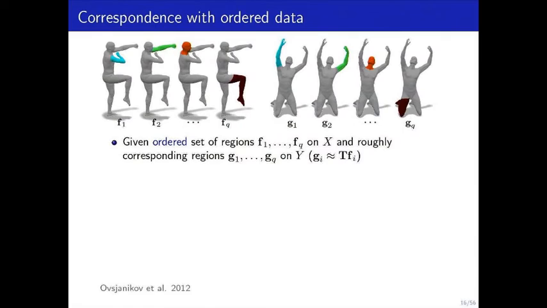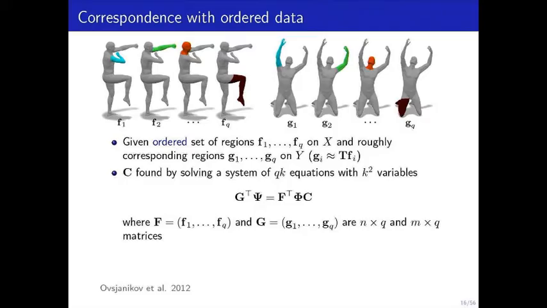If we assume for the time being that the shapes are approximately isometric, this is our input information. We get these blobs that are detected, and I assume for the time being that their order is given. By order, I mean that I know that this green one corresponds to this green one. Let's denote these blobs by f and g. These are functions, in this case binary functions, defined on the respective manifolds, and I assume that they roughly correspond. So g_i approximately equals T f_i, where I remind you T is unknown. This is the correspondence I'm trying to find. The matrix C in our functional representation, in the frequency representation, is found just by solving this system of qk equations with k squared variables, where F and G are matrices containing as columns the corresponding functions.